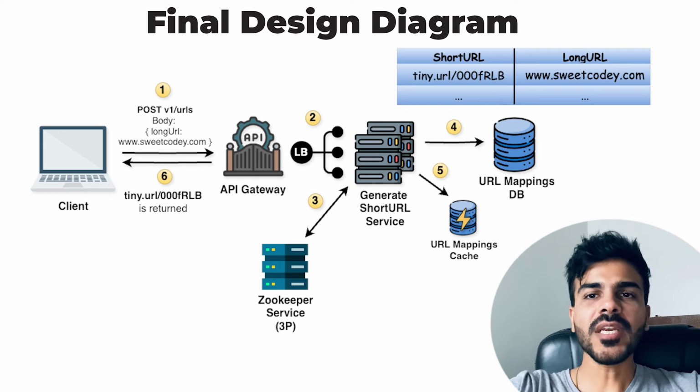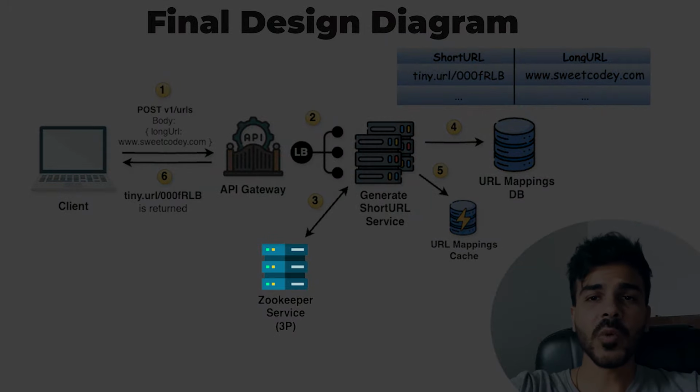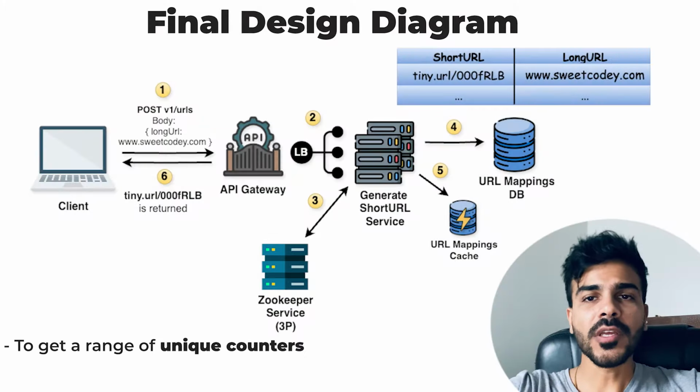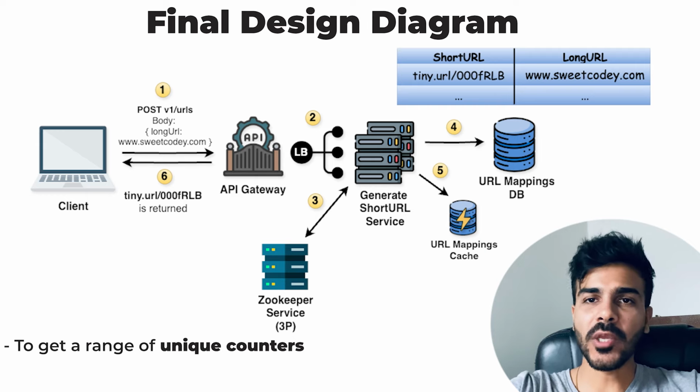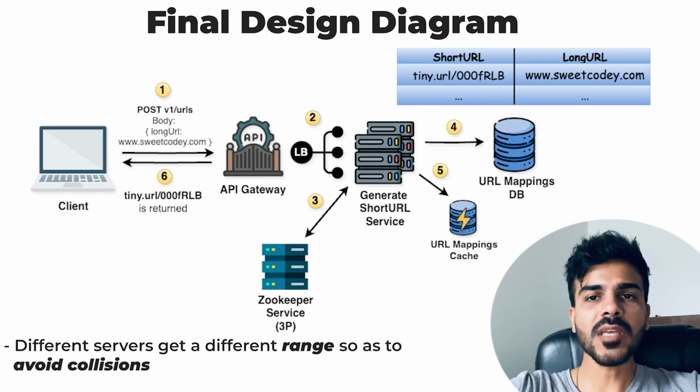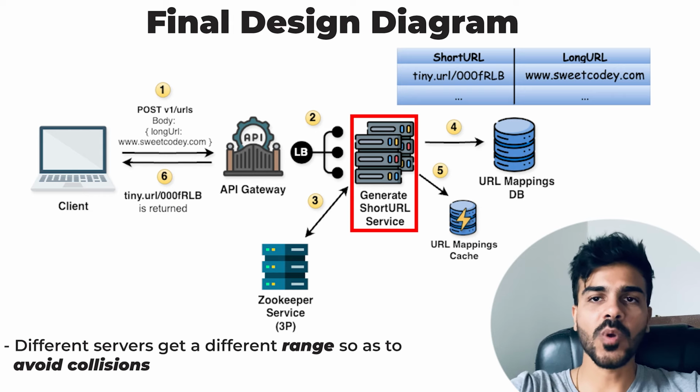Then the generate short URL service would contact the Zookeeper service to get a range of unique counters. Why unique? Because we do not want to have collisions, as we have already seen. Different servers of this generate short URL service would get a different range so as to avoid collisions.